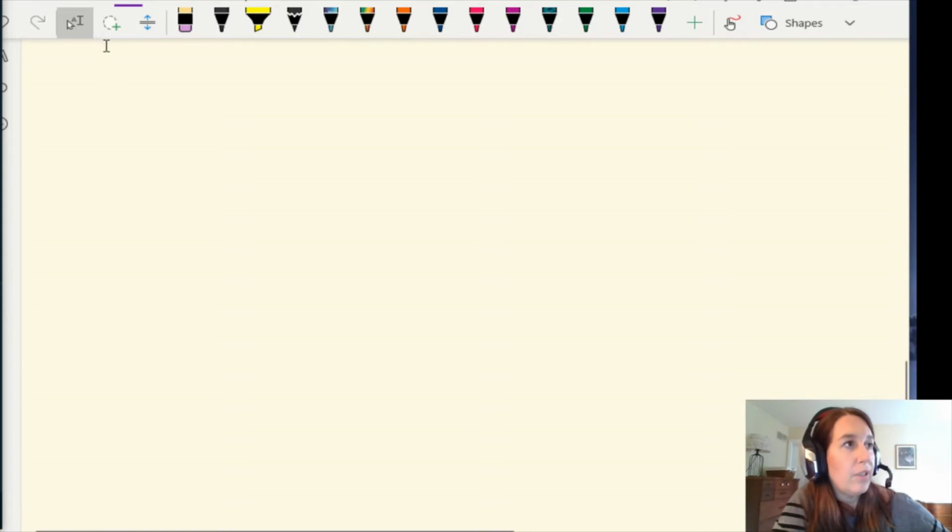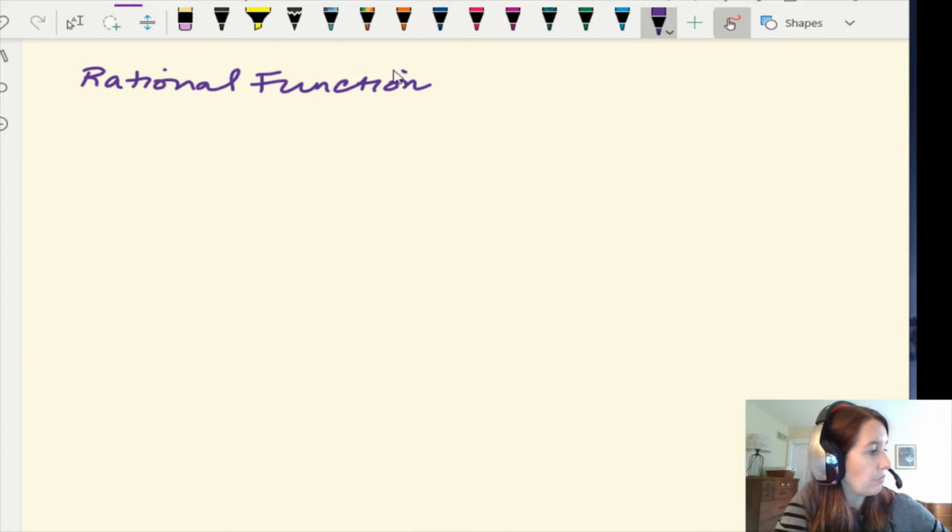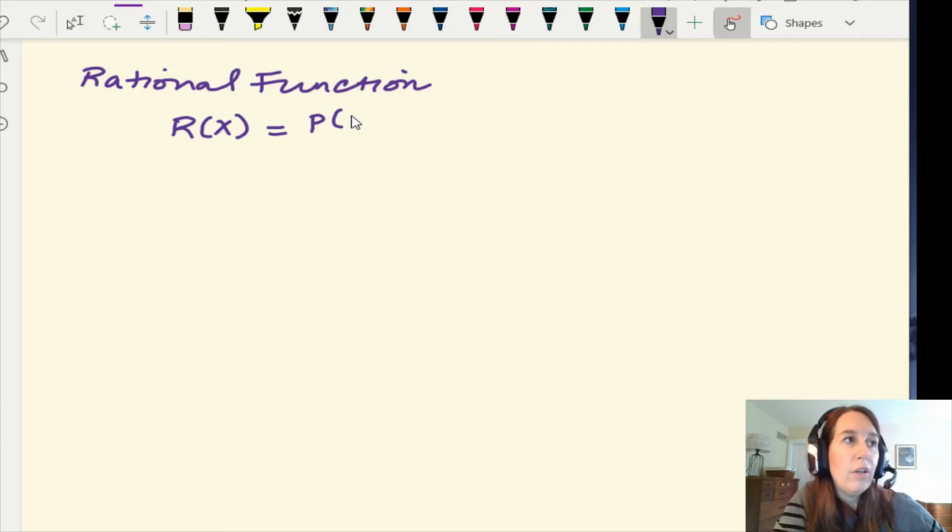So now let's talk about the definition of a rational function, like what makes something a rational function instead of a polynomial. And what they look like, the form they take: r of x, a rational function, is one polynomial, p of x, divided by another polynomial, q of x. And both the p and the q are just polynomials.